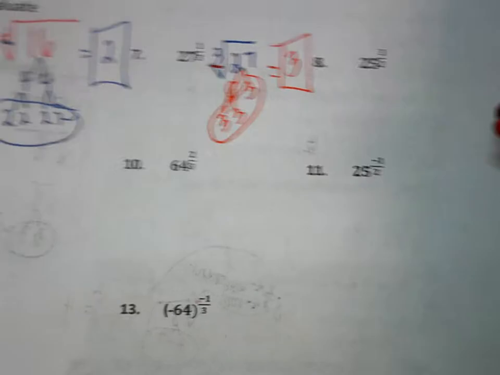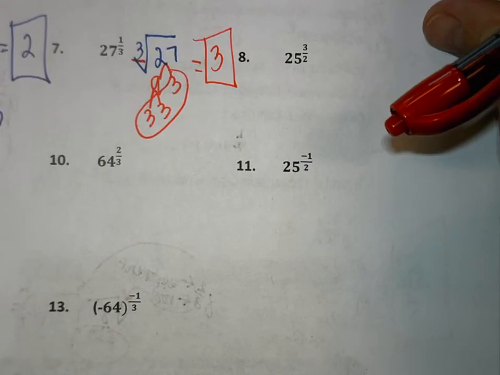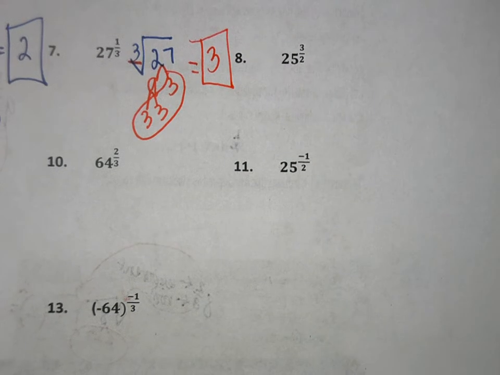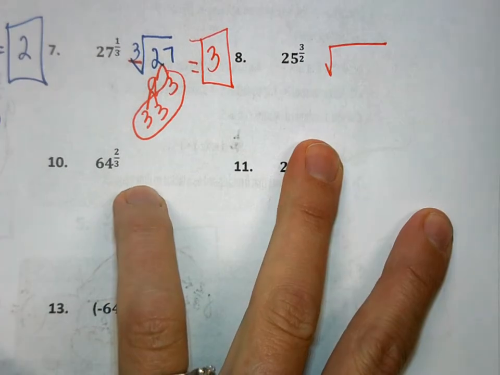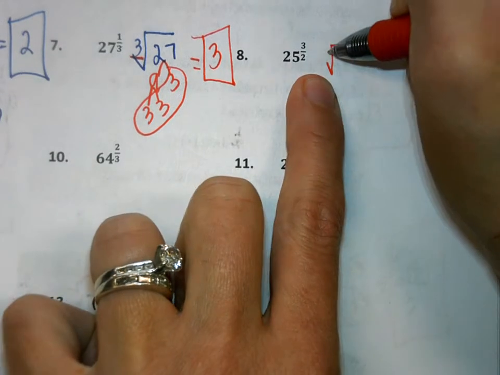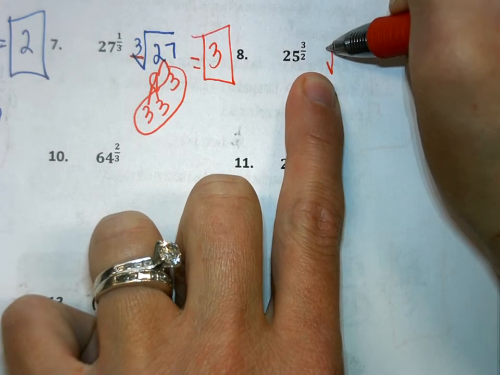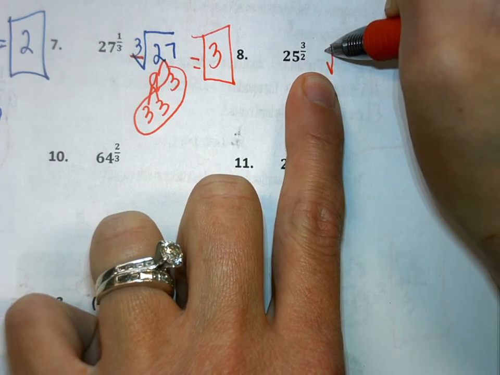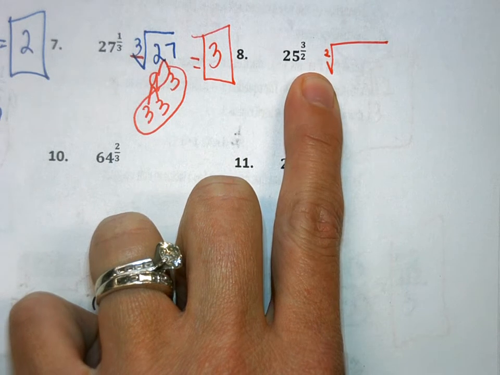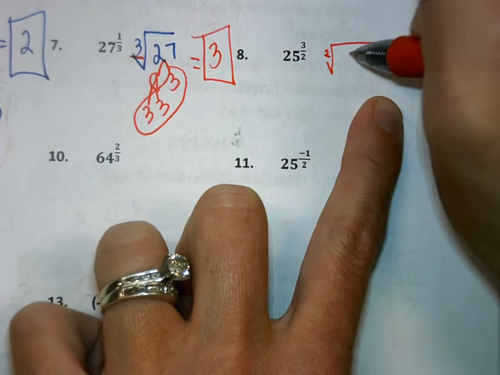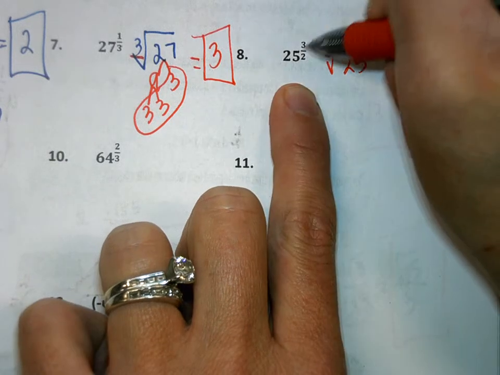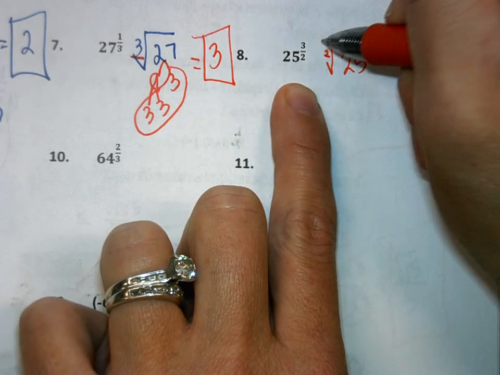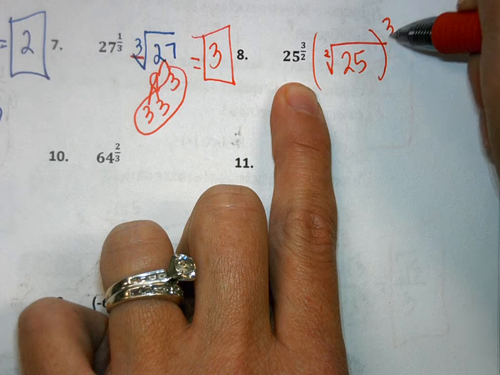Okay, number 8. What will be my root? So hopefully you're saying the root number is 2. Do I need to write a 2 here? No. If you want to write a 2 here, you are welcome to, it just is unnecessary. The number that goes in here is 25. And then this time I have a 3 for an exponent. So I'm going to go ahead and write this to the third power.